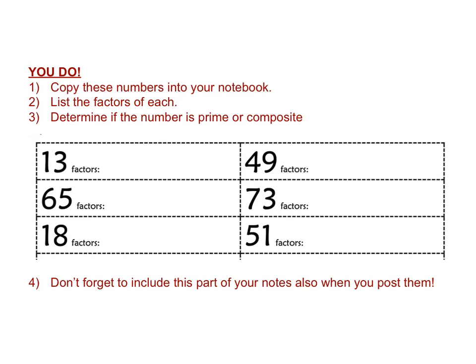Okay, so I'm not going to go through these ones, so this is a little check-in for me. When you post these notes or when you show them to me, I'm going to be looking to see that you have these problems completed as well. So you're going to copy these numbers in your notebook: 13, 65, 18, 49, 73, and 51. Then for each of them, you're going to list all of the factors, and then from there, you can determine if it's a prime or composite number.